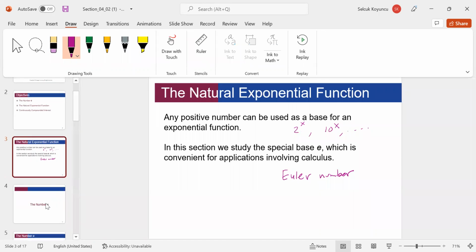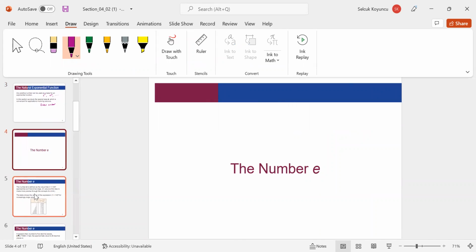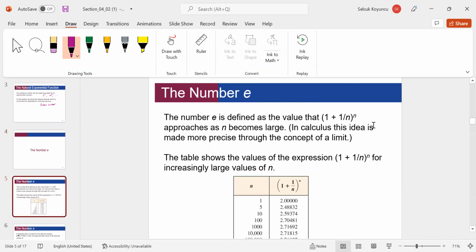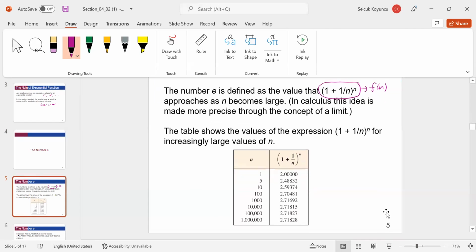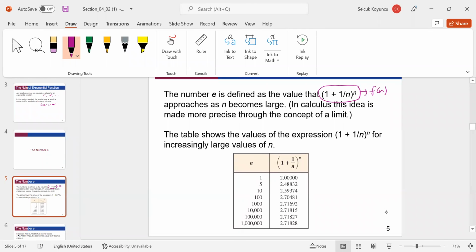Okay, so now we're going to talk about the number e, and there is this function. If I write this as a function of n, f of n equals this expression, then we just want to know what happens to the y values of this function when n becomes so large. Here is some experiment in this table. Let's say n is 1. If you plug 1 into this expression, you get 1 plus 1 over 1 to the power 1, which will give you 2.